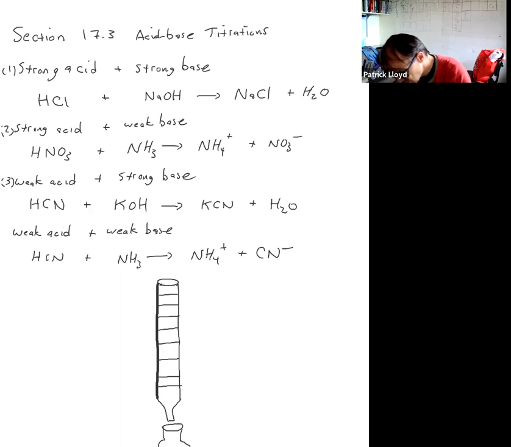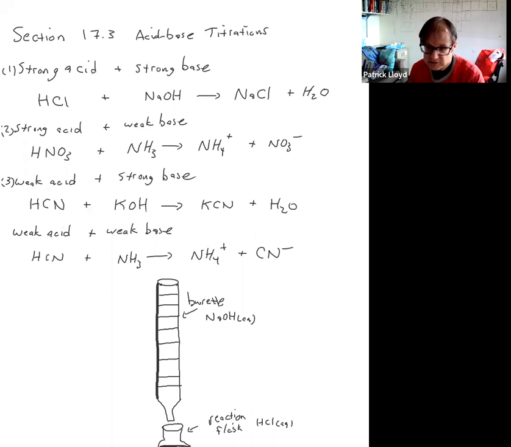And then the burette is the device that we use to transfer liquid to some sort of reaction vessel. I'm running out of room down here, sorry. But this is a burette up here. And then this is some sort of reaction flask. Okay. So typically we put one of the reactants in the reaction flask, and we put the other one in the burette. Okay. So for example, we might put sodium hydroxide solution in the burette, and then we might put hydrochloric acid solution in the reaction flask.